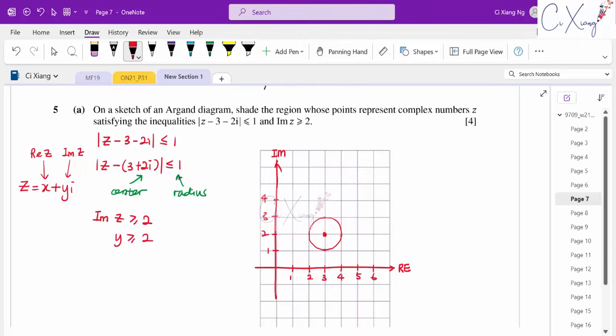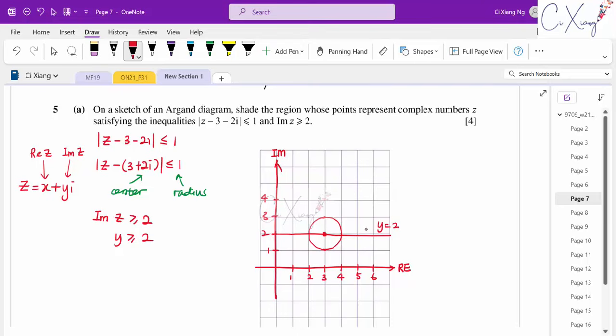So for our inequality here, this is smaller than or equal to 1. Therefore, I have to shade the region inside the circle. But we also need to consider the second inequality, y greater than or equal to 2. If I draw the line y equals 2, it is a horizontal line. They want to consider the area y greater than or equal to 2, which means it will be above the horizontal line.